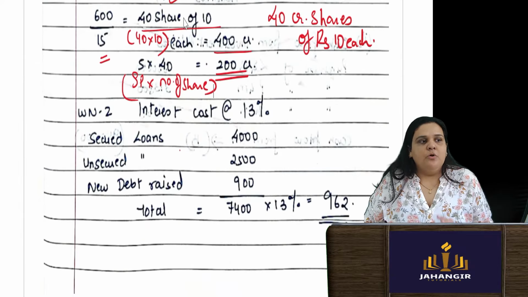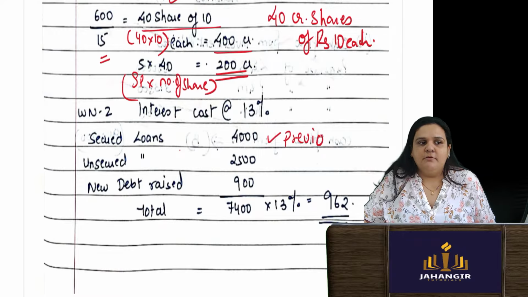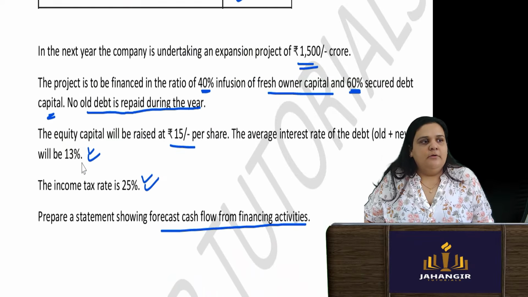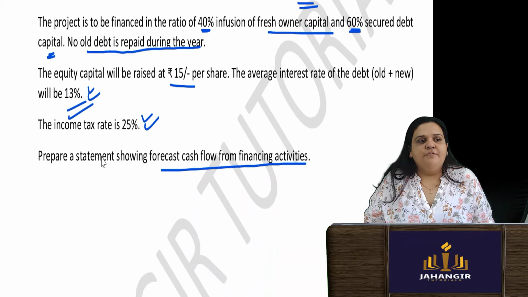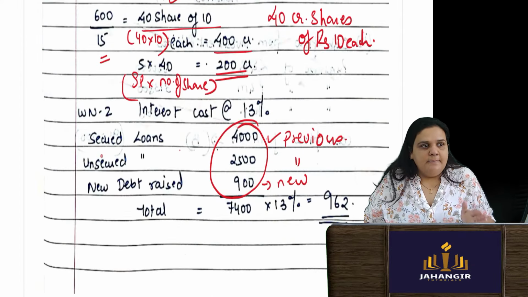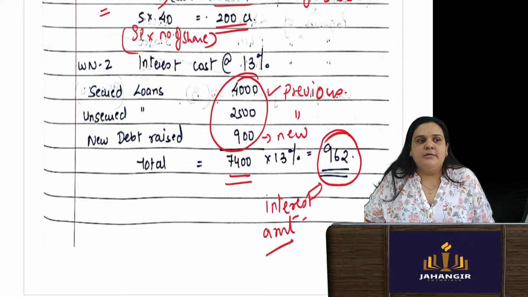Okay, so now total debt will be how much? This is already previously given. Unsecured is also already given. This is new. So when I do the total, they are saying we will be paying 13% average rate of interest on old plus new debt. So if I am paying 13%, that means I am paying 13% on how much? 7,400. This will be my interest. 962 crores will be my interest amount. It is important for my financial related activity.